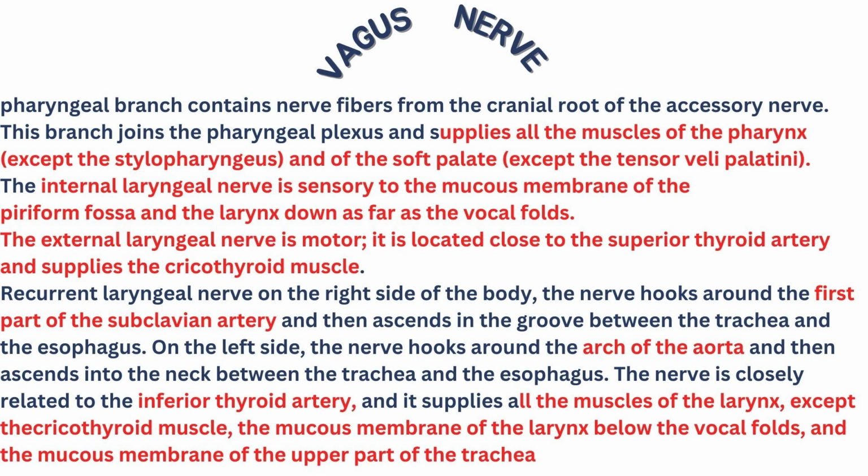Moreover, on the right side, the recurrent laryngeal nerve hooks around the first part of the subclavian artery, whereas on the left side, it hooks around the arch of the aorta.